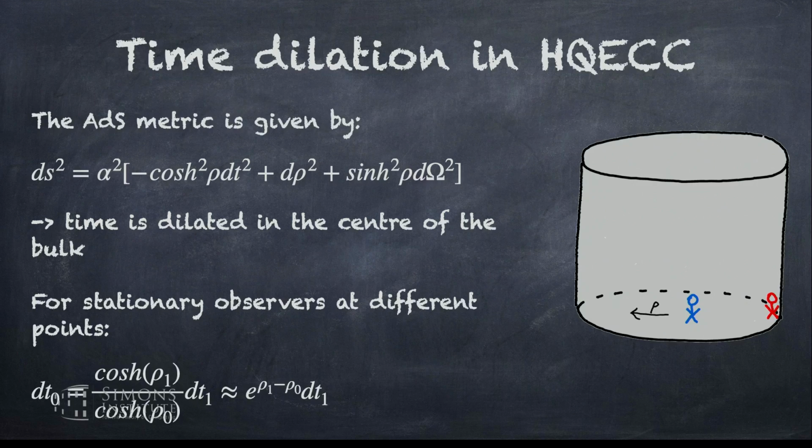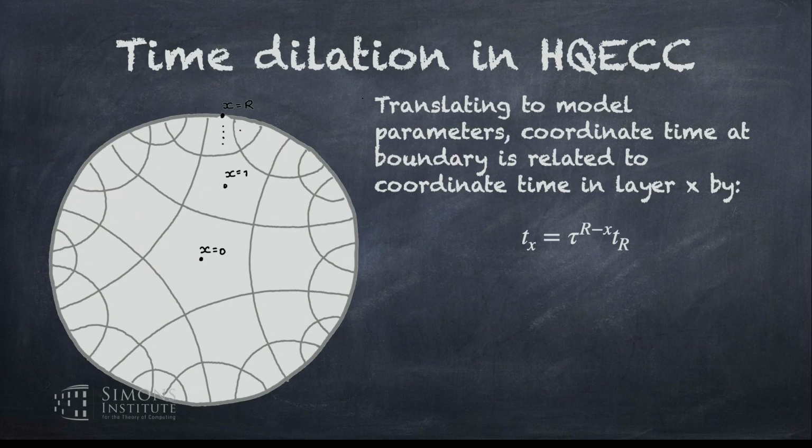So to do that, we're going to look at how stationary observers at different points experience time. If you say these observers are stationary, so we set all the spatial terms to 0 in here, we find that this is the expression that governs how stationary observers at different points experience time. So we need to put this into our toy model by hand somehow. And the way we're going to do that is by translating this to the parameters of our toy model.